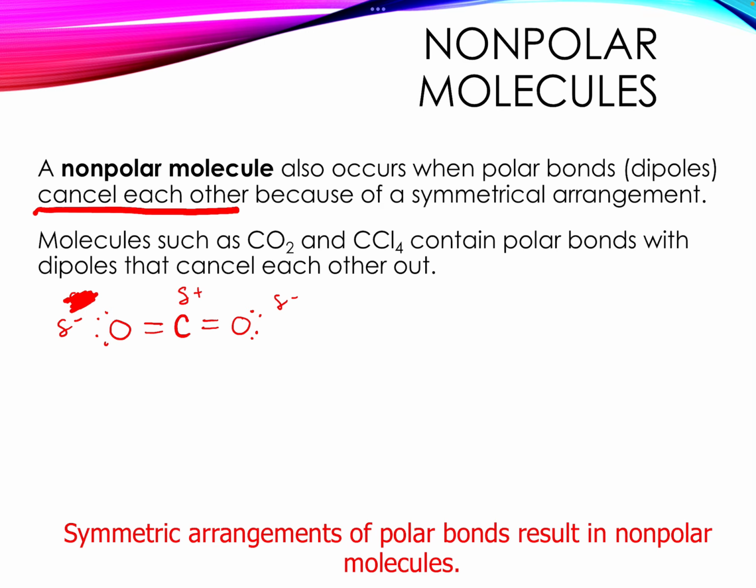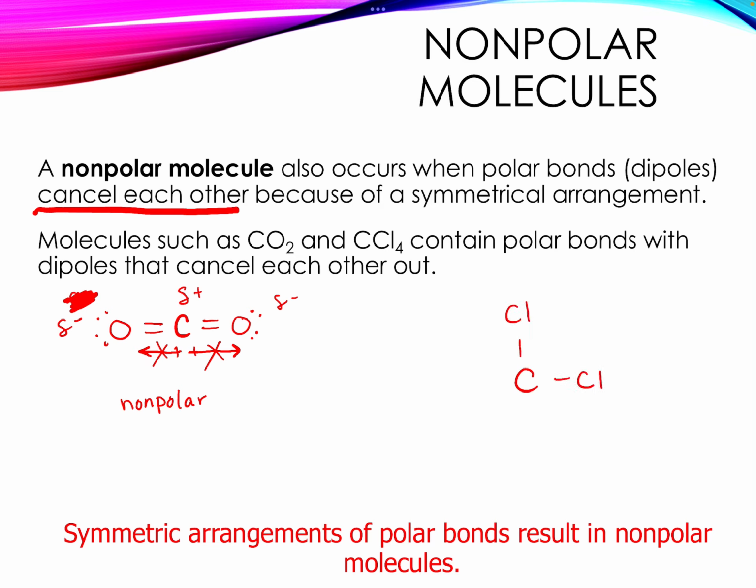So for each one of these bonds, I can draw a dipole. Remember, draw a plus sign at the positive one and point to the negative one. Draw a plus sign at the positive one and point to the negative one. Do you see that these two dipoles are going in exactly opposite directions? When they go in exactly opposite directions like this, like one is going left and the other one is going right, these dipoles are actually going to cancel each other out, which makes this entire molecule nonpolar because all of the dipoles canceled out. We can think about the same thing with carbon tetrachloride.